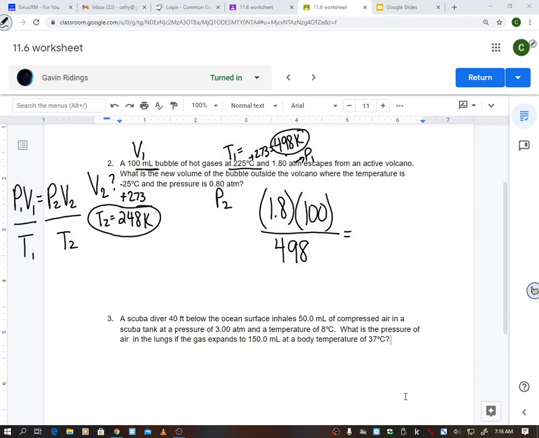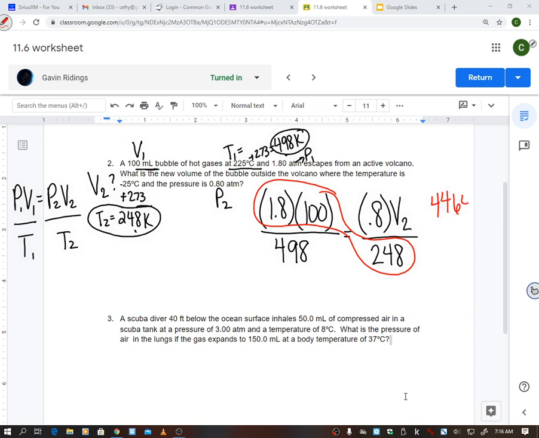Now I'm going to go over here, and I don't know my V2, but I know my P2 is 0.8 times V2. And my new temperature, remember I've used Kelvin, is 248. All right, so once I have that set up, I'm going to cross multiply. So I'm going to multiply these 3 numbers, the 1.8 times 100 times 248, and that will give me 44,640 equals. Now I'm going to multiply these. So 0.8 times 498 is 398.4, and of course I still have this V2 right here.